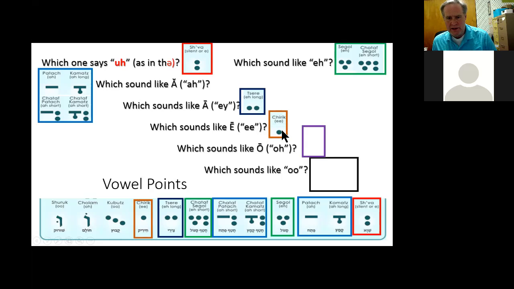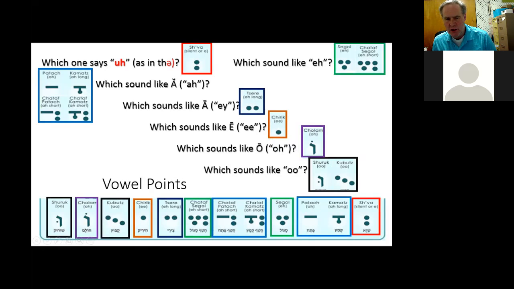The a sound, as in today, is the tzere, the 2 dots, and it's pronounced like a. The e is the segol, and it's the e sound, as in Elohim, or talking about cherubim. The o would be the cholam. This is a vav with a dot on the top of it. And the u sound can either be the shuruk, which is a vav with a dot in the middle, or it can be the kibbutz with the 3 dots underneath.